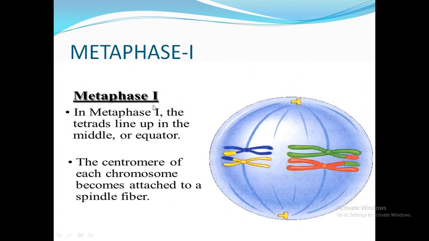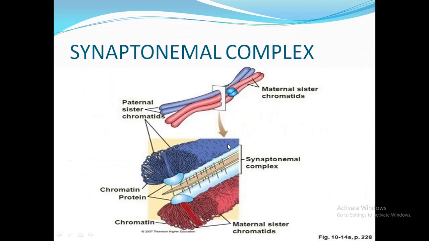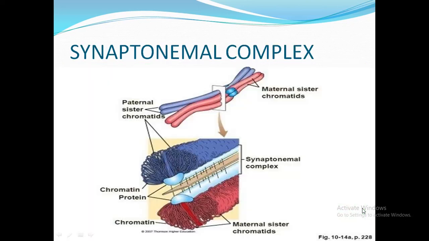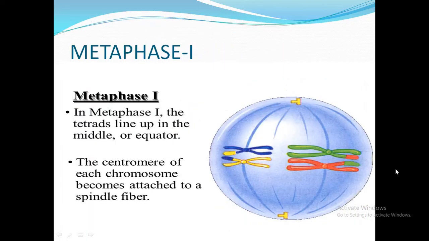Now, the next phase is metaphase 1. During metaphase 1, here you can see these are the recombinant chromosomes which have exchanged their genes. You know very well that during diakinesis, even though they are moved away from each other, they are still together at certain points. Now, these are bivalents.